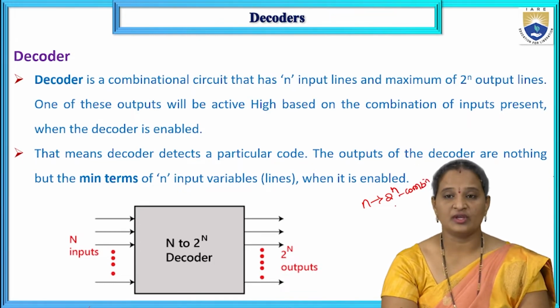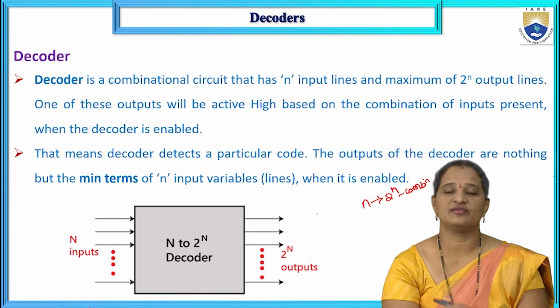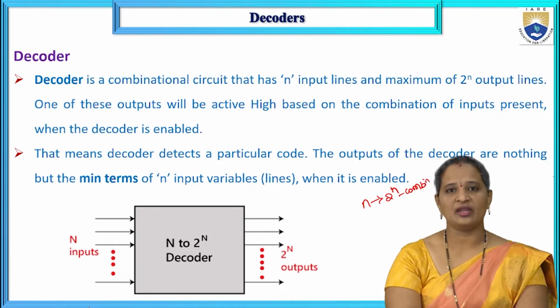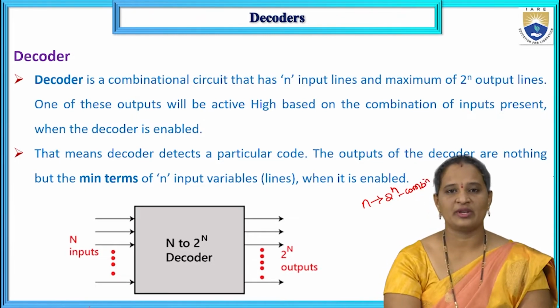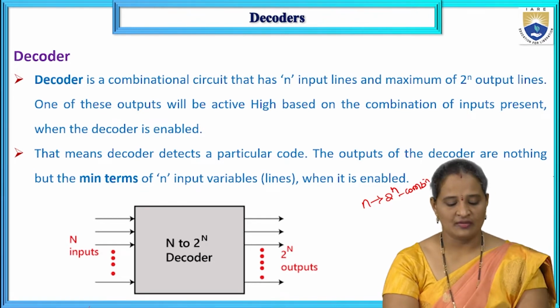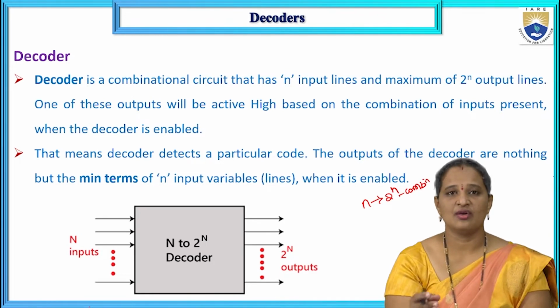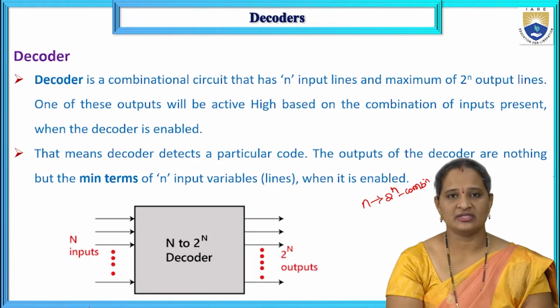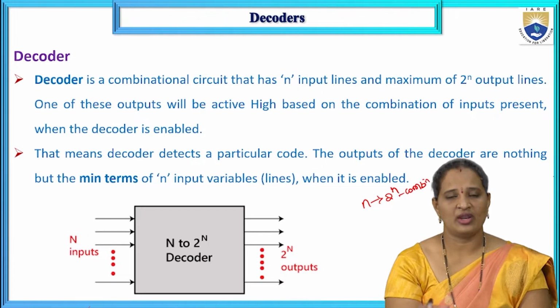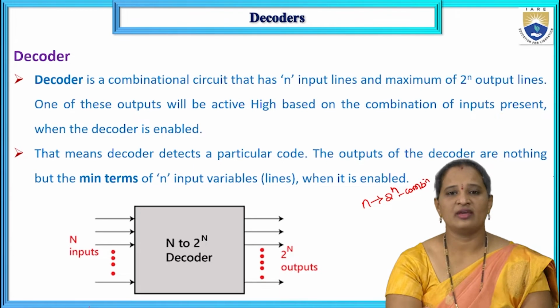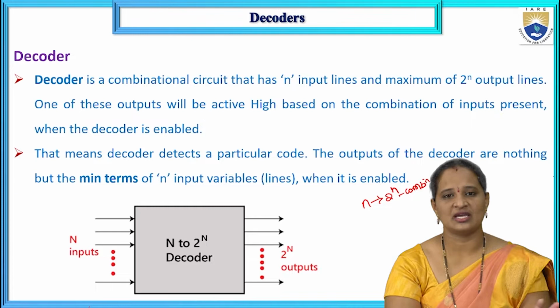Any one of the output lines will be activated, or high, for any one of the 2 power n combinations of input. The remaining outputs will be disabled, and this operation is performed only when the enable input is high, that means when the decoder is enabled. So other than the input lines, we also have one extra control input, that is the enable input. When the enable input is high, only then does the decoder perform its operation.